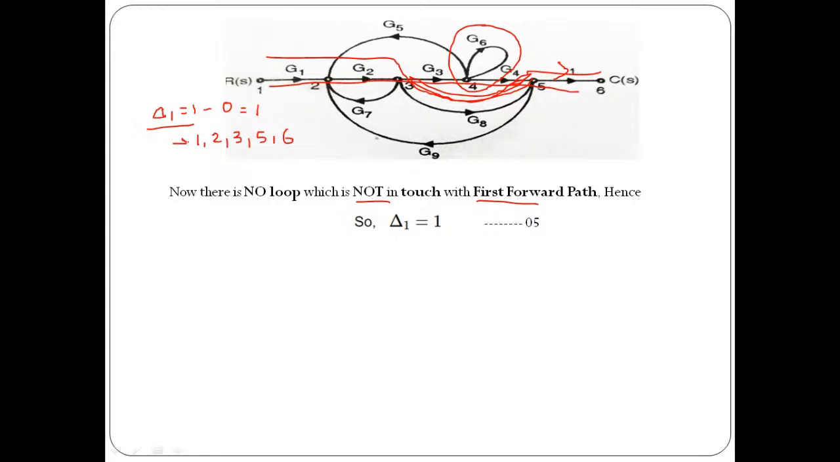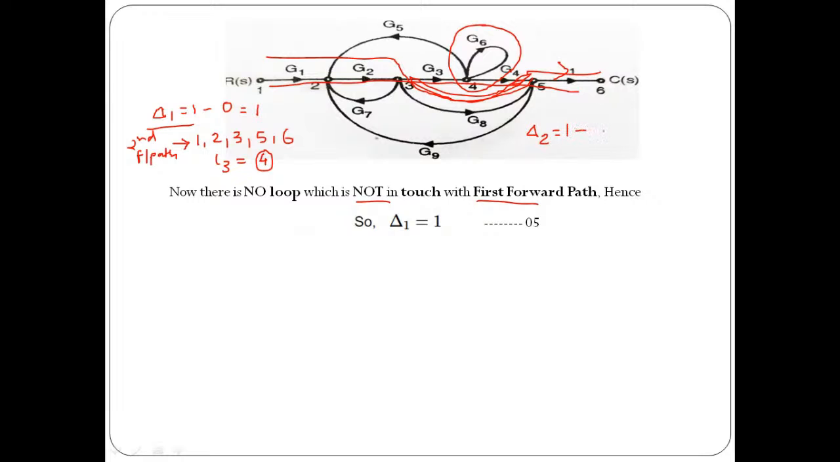These are the nodes which are responsible for the formation of the second forward path. But if you see loop number 3, which is your self loop, that is formed at node number 4. So from this, it is very clear that this node is not in common with your second forward path. So we can take this loop gain G6 to calculate the value of delta 2.